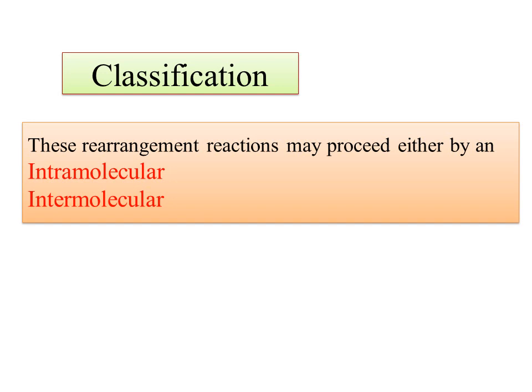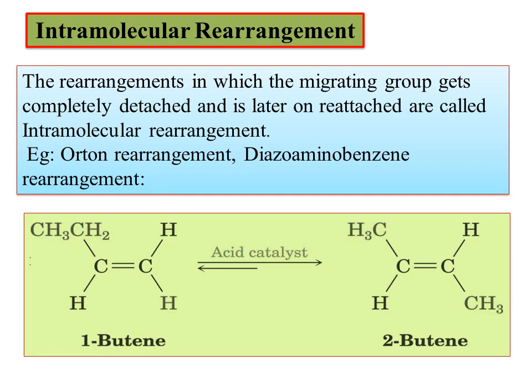Intra means the rearrangement taking place within the same molecule. Such type of rearrangement we are going to call intramolecular rearrangement, in which the migrating group gets completely detached and is later on reattached. So they have given some examples. One butene is getting converted into another butene.